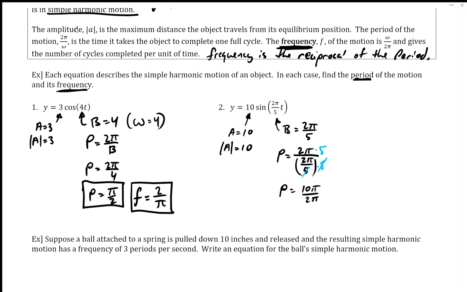And then the pi's cancel. 10 divided by 2 is 5. There we go, so there's the period. And then now the frequency. Remember, you can put a 1 down there. I ran out of room, that's why I'm marking it up there, but right next to it is where I'm going to put the frequency. The frequency is flipping 5, which would be 1/5.